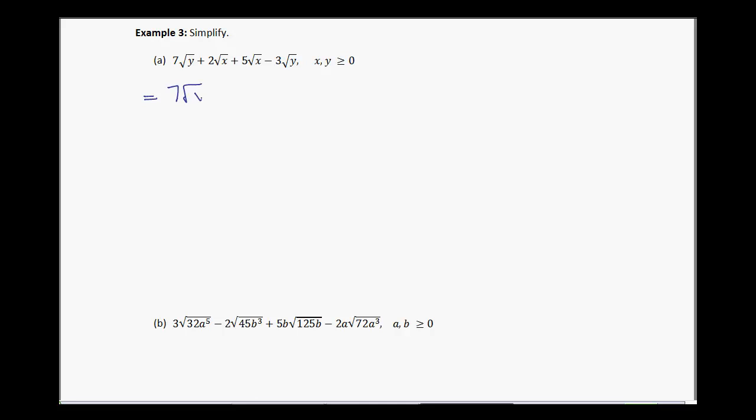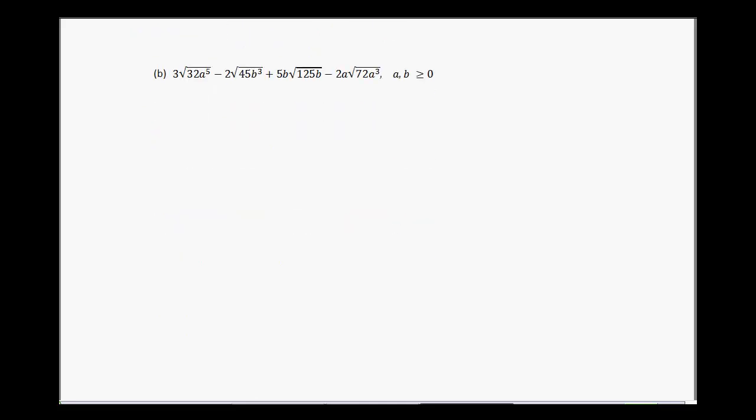Here our 7 root y and our minus 3 root y are like terms. And our plus 2 root x and our plus 5 root x are like terms. So I'm going to collect those and we get 4 root y plus 7 root x. And that is our most simplest expression there. Let's try another one. Part B.